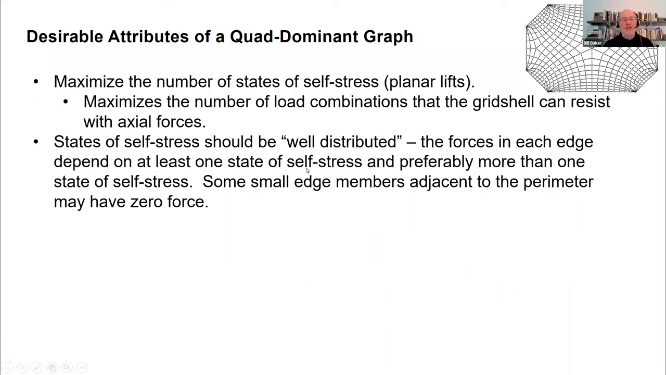Now you will have some small edge members adjacent to the perimeter that may have zero forces. If you look at this diagram here, next to this edge on the left-hand side, there's a series of very short members that are approximately perpendicular to the edge. Those will have zero force, so ignore those. They're allowed to break the rule. But every other member out there, you want to have a state of self-stress that puts a force in it. Because if it doesn't have a force in the two dimensions, it will not have any axial force in the three dimensions.